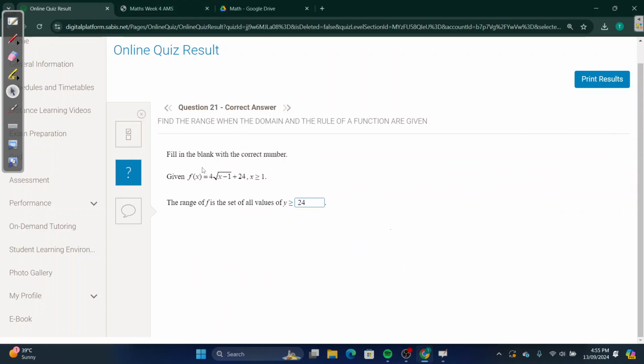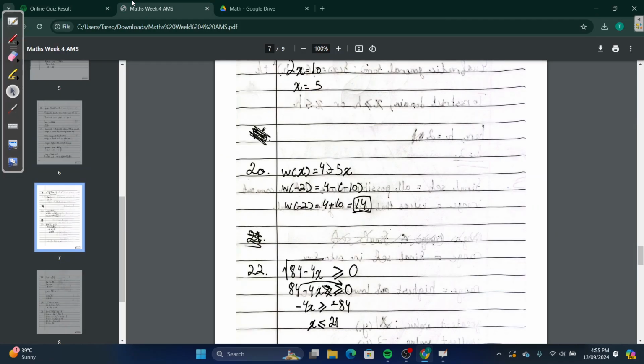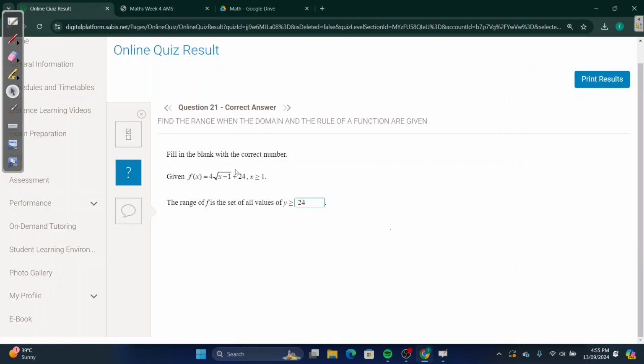Okay, 4 root x minus 1 plus 24, where x is greater than or equal to 1. What you do here is substitute your smallest value. You substitute the smallest value that they gave you. Like say they restricted your domain to x greater than or equal to 2. That's your domain. You substitute 2 in your x values. So 4 root 2 minus 1, whatever.